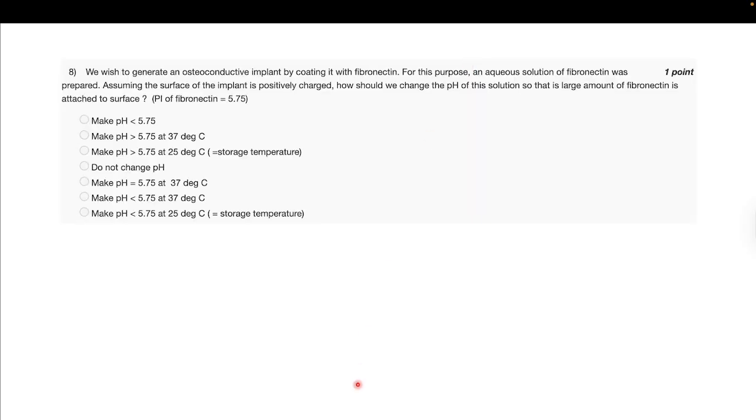Next is, we wish to generate an osteoconductive implant by coating it with fibronectin. For this purpose, an aqueous solution of fibronectin was prepared. Assuming the surface of the implant is positively charged, how should we change the pH of this solution so that a large amount of fibronectin is attached to the surface? And we have been given the PI value of fibronectin, which is 5.75. So we have to adjust the pH in such a way that maximum amount of fibronectin gets attached to this particular implant. So if you people know the answer, do let me know.